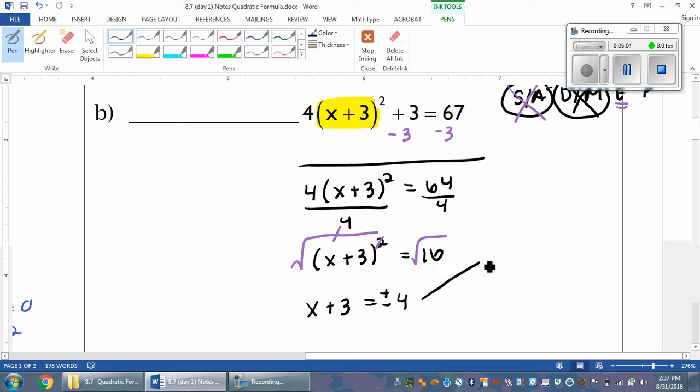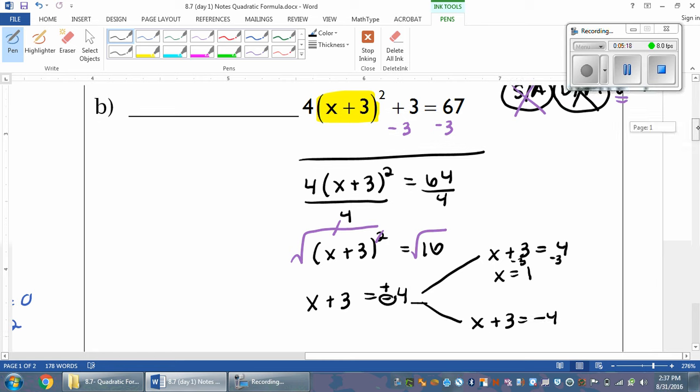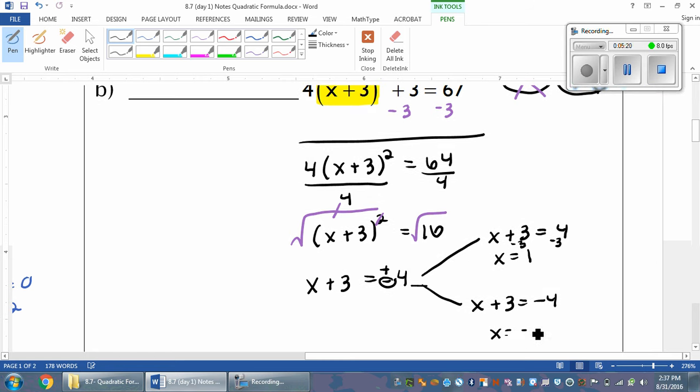From here, you have two equations to solve. x + 3, one of them is going to equal 4, and then the other one, x + 3, is going to equal negative 4. Add 3 to both sides, x equals 1, and subtract 3 from both sides, x equals negative 7. So my two solutions here are negative 7 and 1. All right, let's keep moving on.